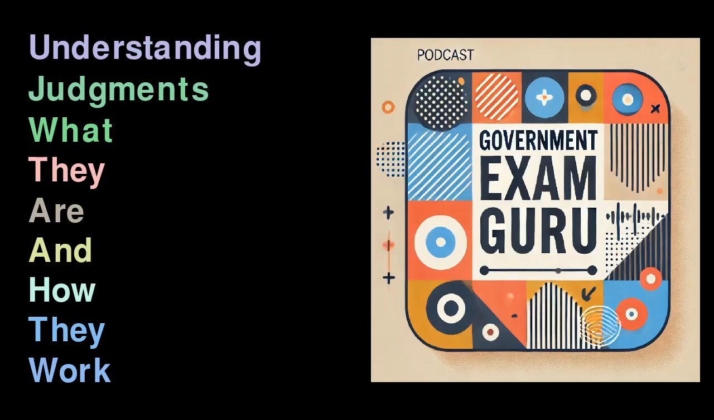Understanding judgments, what they are and how they work. Judgment refers to a court's official decision that resolves a legal dispute by defining the rights and obligations of the parties involved in a case. A judgment is typically mandated in a court order and can have various outcomes, including monetary compensation, the transfer of property, or instructions requiring a party to perform specific actions. This article explores the different types of judgments, their processes, and implications in detail.